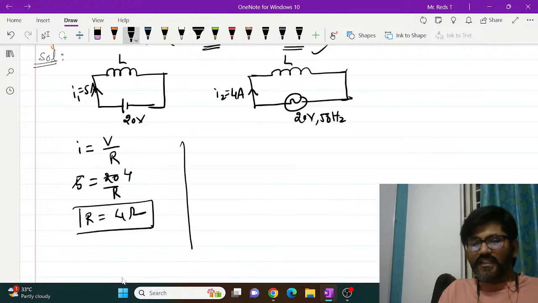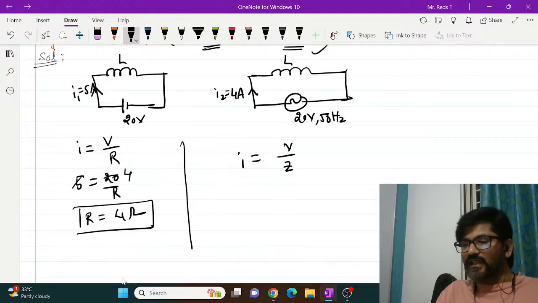Then the next part. A given inductor will have some inductance L and a resistance R. When connected to a DC supply, the resistance plays the important role. Whereas when you connect it to an AC supply, the opposition factor called reactance also comes into the picture. So in this case, I will be expressed as V by Z in case of AC supply.